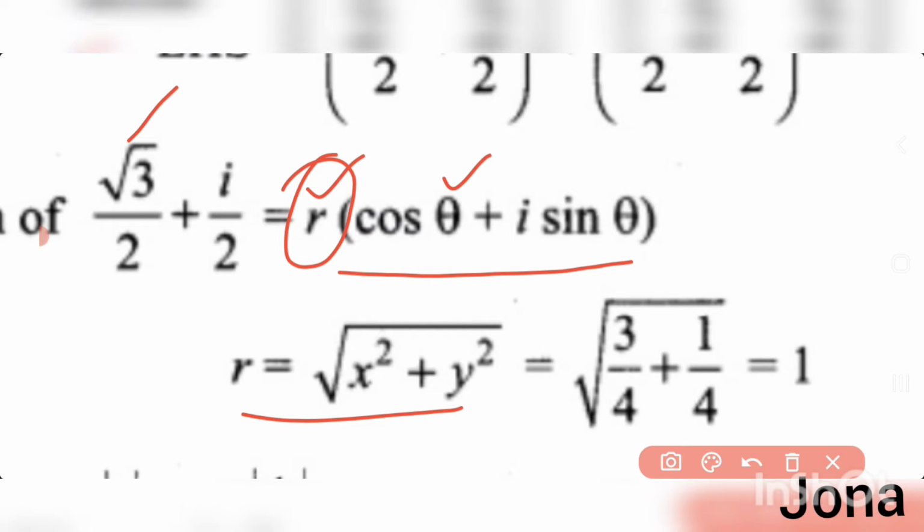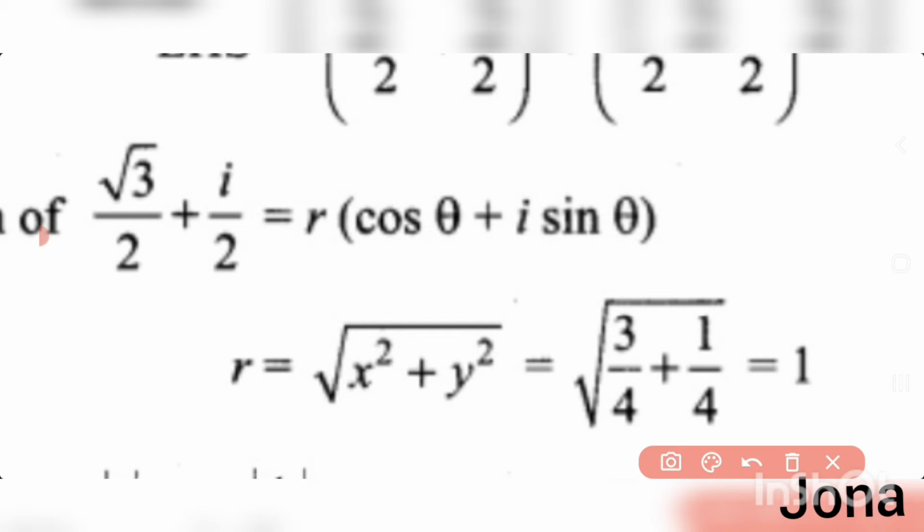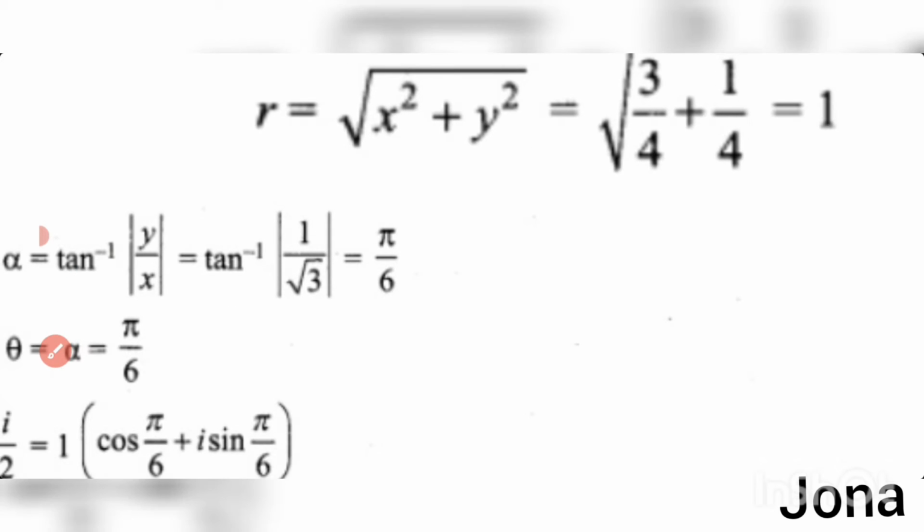Here x is root 3 by 2, that means 3 by 4, and y is 1 by 2, that means 1 by 4 here. So we can add this, 4 by 4, it's nothing but root 1. Root 1 is 1 here. So the value of r is 1 now. And then we want to find the value of theta now.